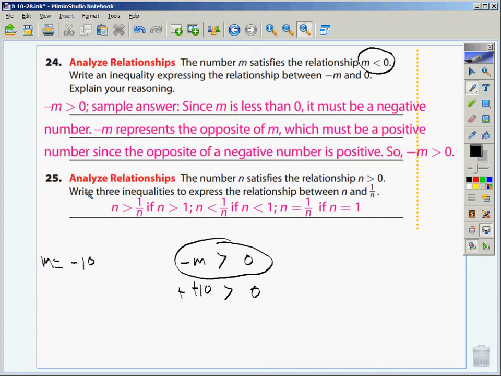I'm sorry? Right, because a minus is a positive. Okay?